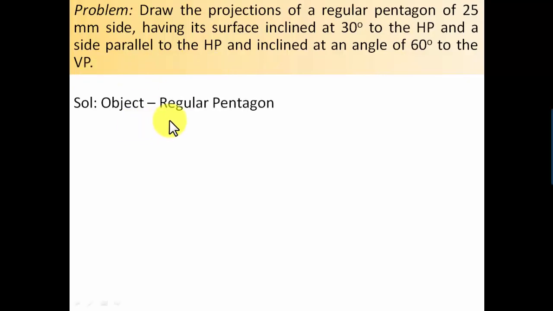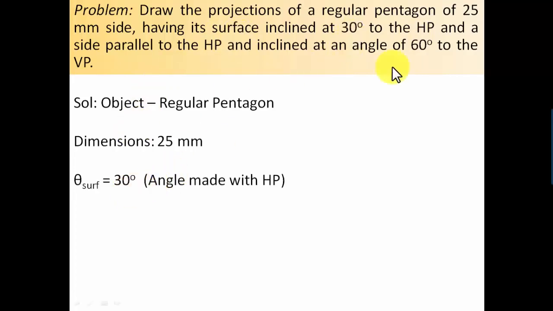The first thing to note is that the object in this case is a regular pentagon. All the sides are 25 mm each. Apart from that, if you read carefully, surface is inclined at 30 degrees to the HP. Now, if there is something which is inclined to the HP, we have to denote that by theta, and theta is for surface. So theta surface is equal to 30 degrees.